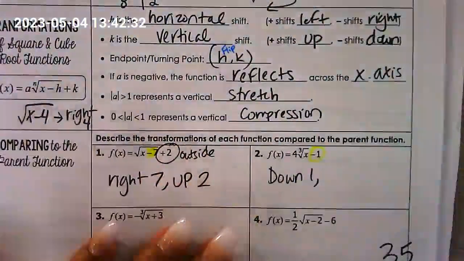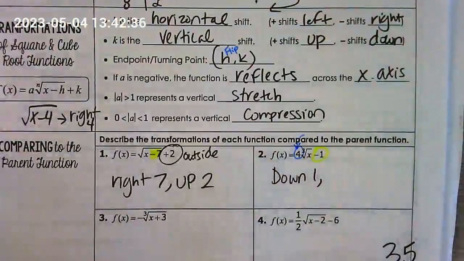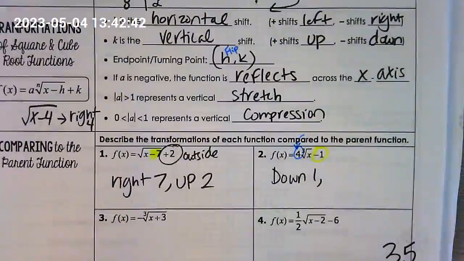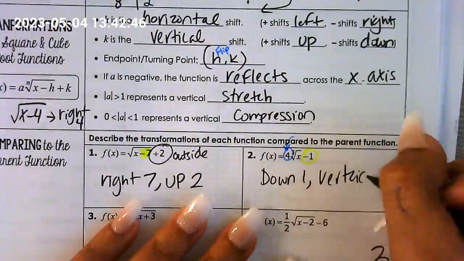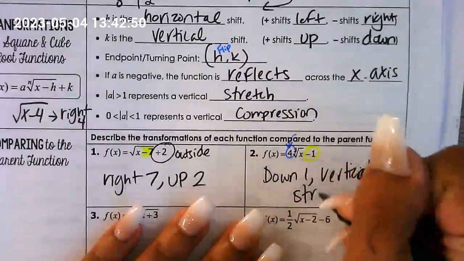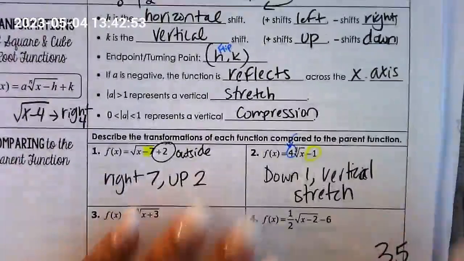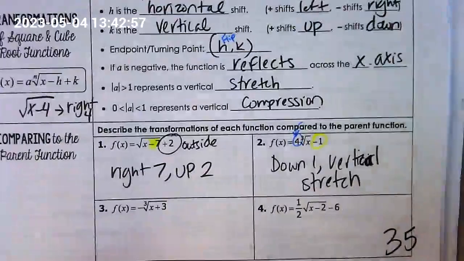Okay, and now let's look at this number right here. Remember vertical stretch? Remember we did that? Do you think it's a stretch or a shrink? You think it's getting bigger or getting smaller? Stretch. A stretch. Oh my gosh, I didn't spell it right. That says vertical. Okay.